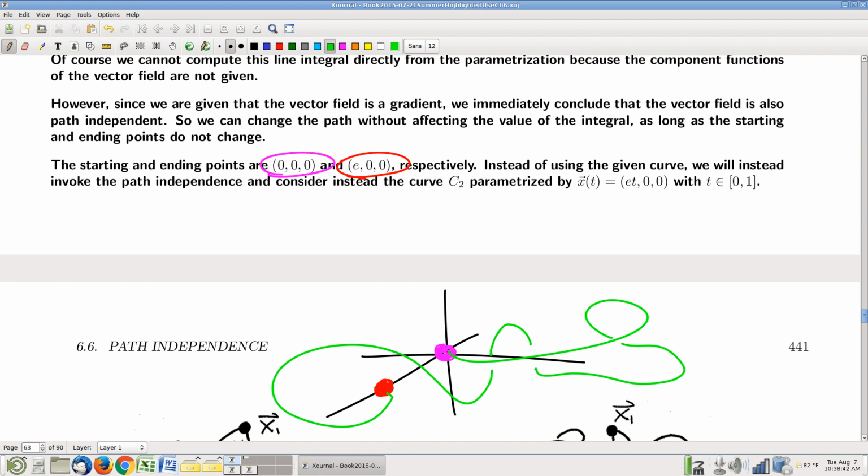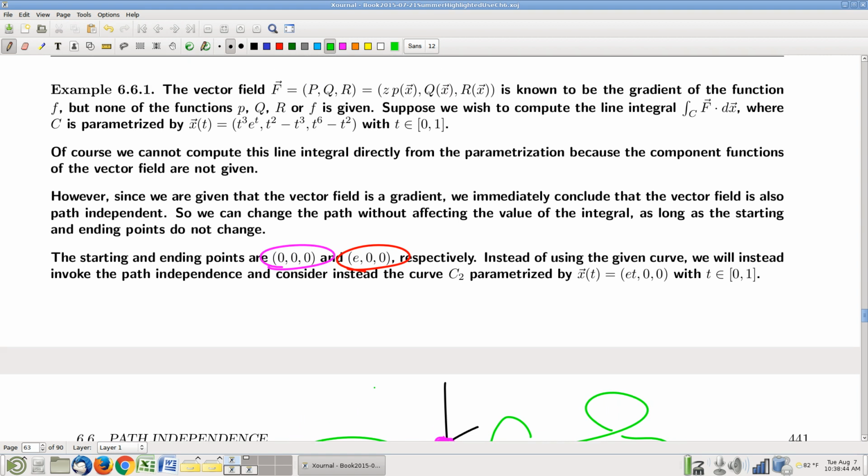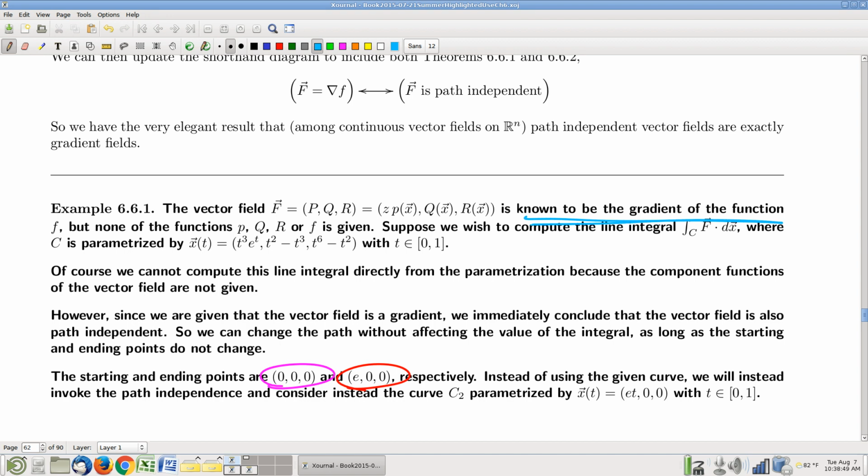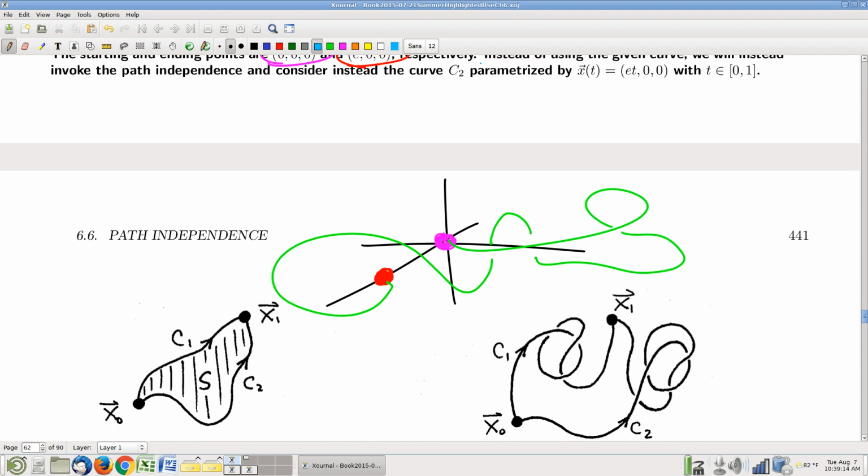Okay. So here's the big point, though. I know that this vector field is a gradient. Knowing that it's a gradient means I know that it's path independent. Knowing that it's path independent means I can change the curve to any other curve that I would like as long as it starts and ends at the same point. So that's huge, right? The fact that this is a gradient means change the path however you'd like. Again, you've got to respect the starting and ending points.